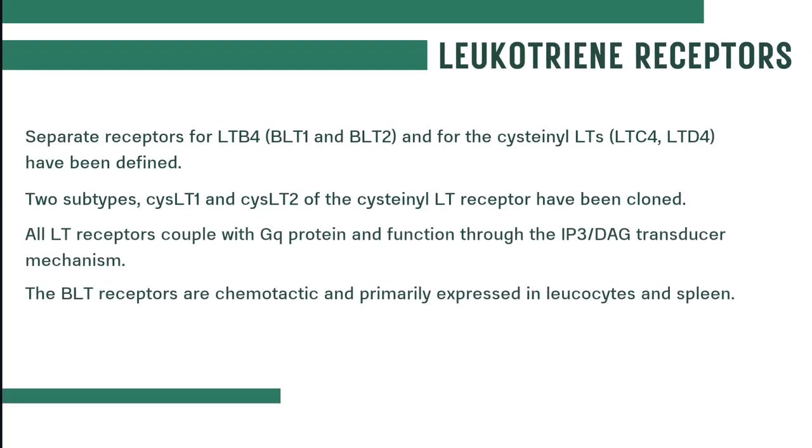Next we have leukotriene receptors. Separate receptors for LTB4 and for the cysteinyl leukotrienes have been defined. Subtypes of cysteinyl LT receptors are cys-LT1 and cys-LT2. All the leukotriene receptors are G protein coupled receptors. The BLT receptors are chemotactic and primarily expressed in leukocytes and spleen.